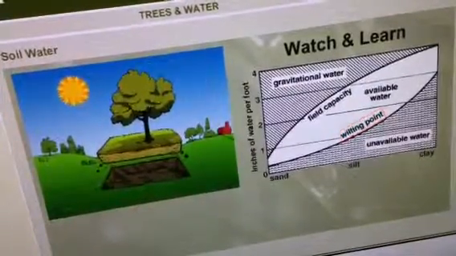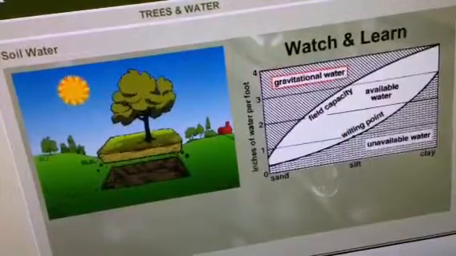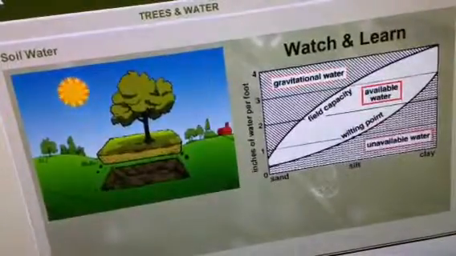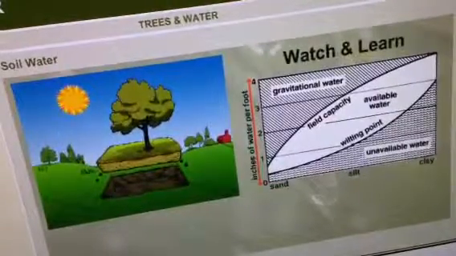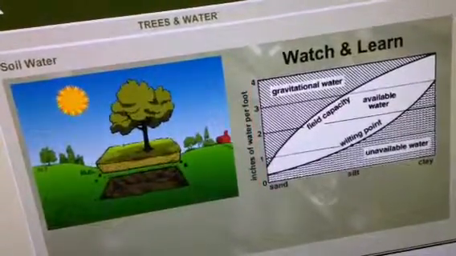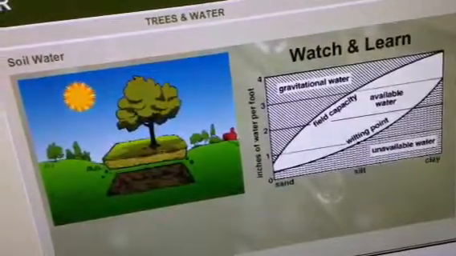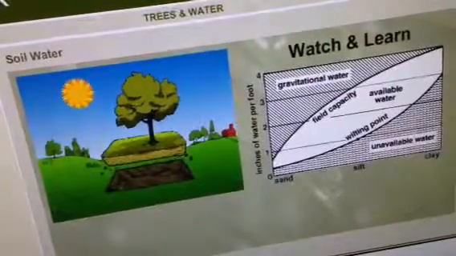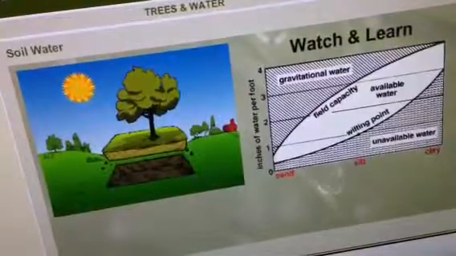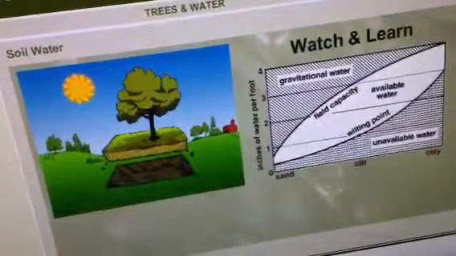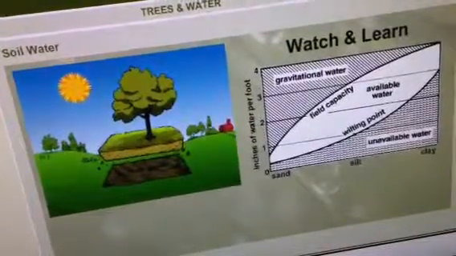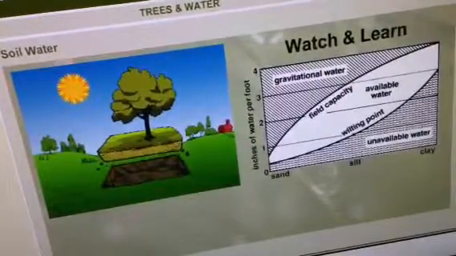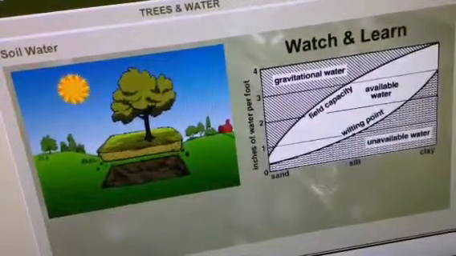This graph is a representation of the relationship among gravitational water, available water, and unavailable water in soil. Note that the units on the vertical axis are in inches of water per foot of soil. According to this graph, the total water found in a foot of soil remains constant at 4 inches regardless of soil texture, sand, silt, or clay, as shown on the horizontal axis. While texture does not affect total water in this example, it does have a profound effect on the proportion of gravitational, available, and unavailable water found in the soil.